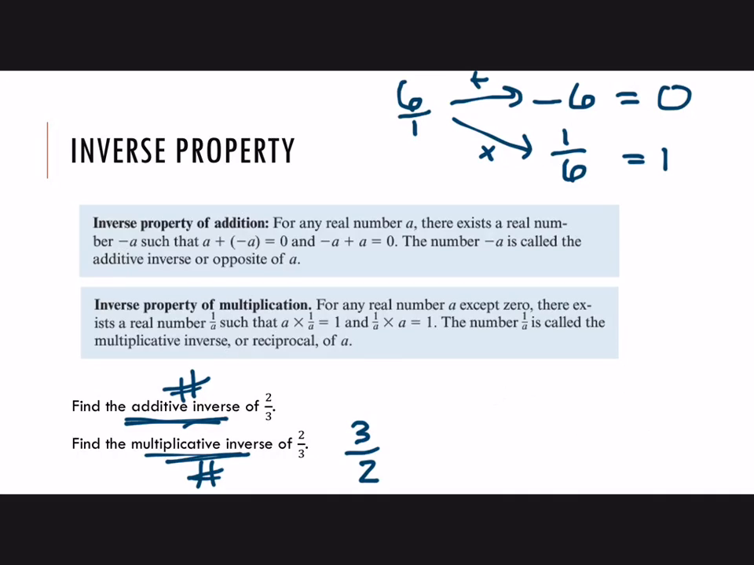Okay, let's do one more example. How about square root 15? What would be its additive inverse? That's going to be negative square root 15. Okay, so just make it negative, the opposite. And its multiplicative inverse, well, this is over 1 right now, so for its multiplicative inverse, flip-flop numerator and denominator, and the multiplicative inverse is 1 over square root 15.